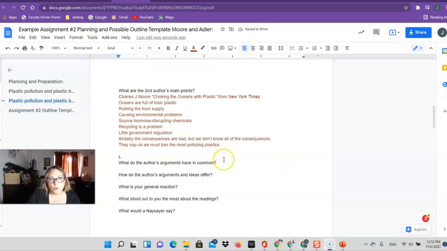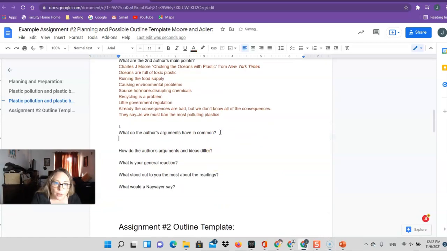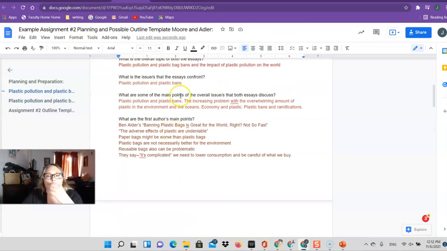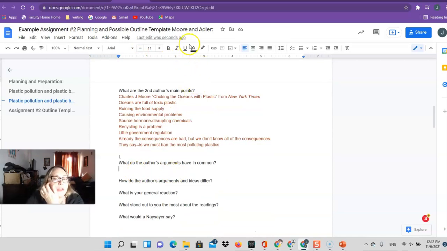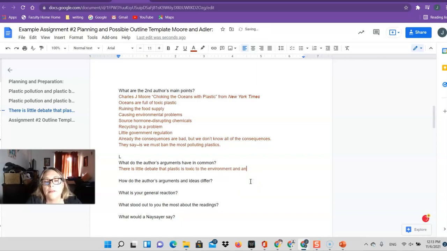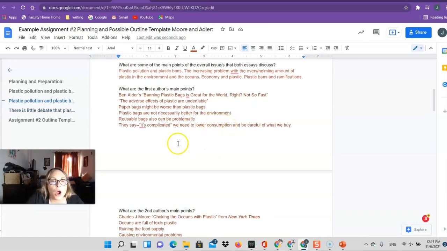And so now we want to come here and think about what these two authors have in common, right? So how are we going to know that? We're going to come up here and look at what they have to say. Well, one of the things that they both say is that there's very little debate that plastic is toxic. So what do they have in common? There is little debate that plastic is toxic, right? They also say it is toxic to the environment and animals, right? Let's see. What else do they have in common?